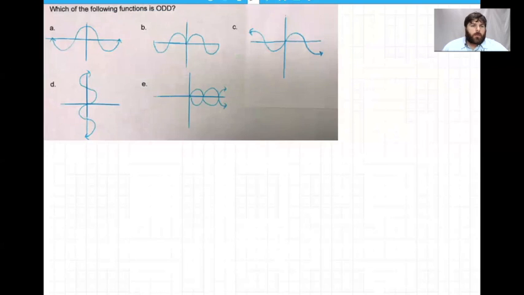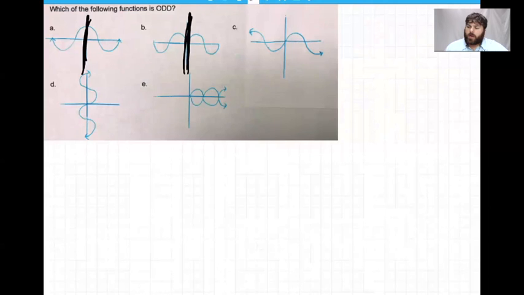All right, which of the following functions is odd? Okay, so let's look at A first. A is even, right? It is a mirror image of the y-axis. The same thing on the left as is on the right, okay? Look at choice B. B is the same thing on left and the right, okay?